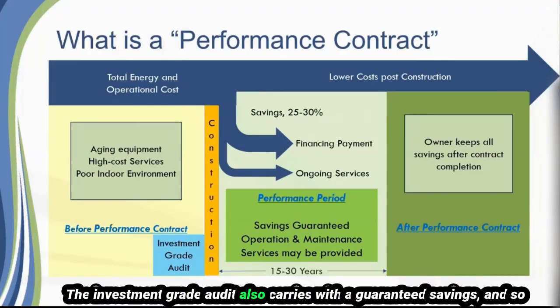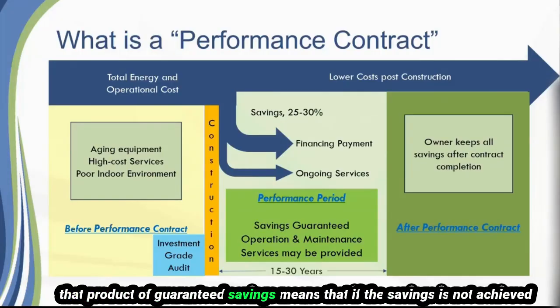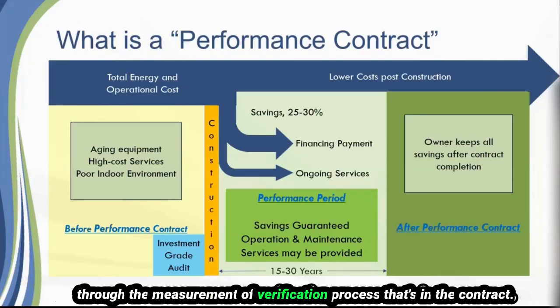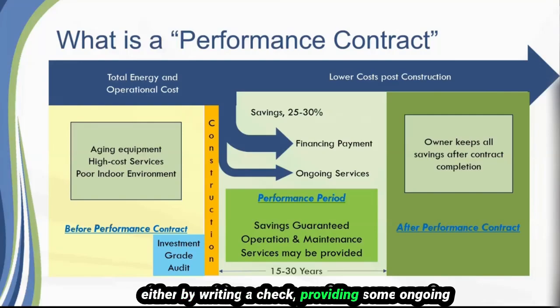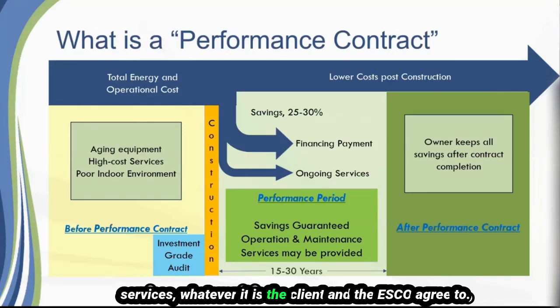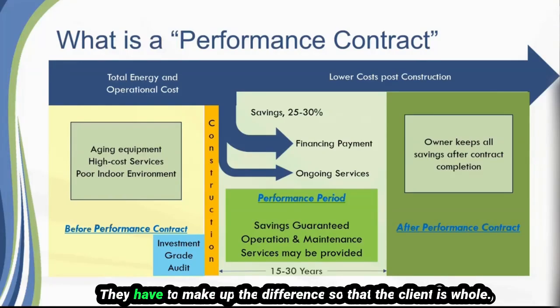The investment grade audit also carries with it a guaranteed savings. That product of guaranteed savings means that if the savings is not achieved through the measurement and verification process that's in the contract, the energy service company will make up the difference, either by writing a check, providing some ongoing services, whatever it is the client and the ESCO agree to. They have to make up the difference so that the client is whole.